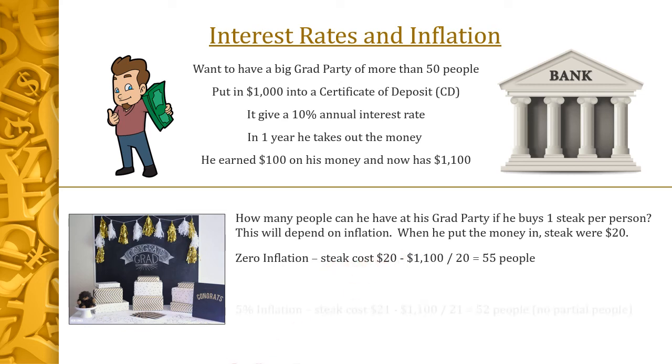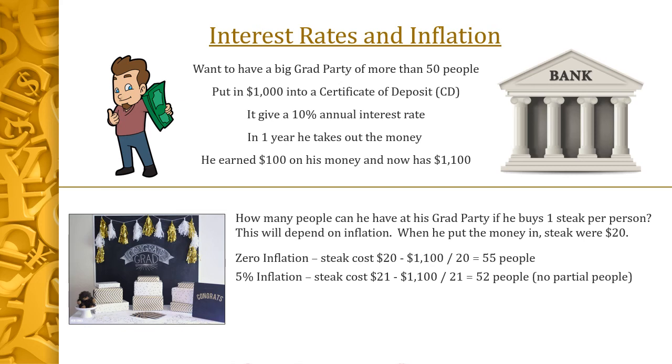But what if there had been, let's say, a 5% inflation rate? Well, steaks have gone up to $21 now. And so now you can only have 52 people. Now, the reason I say no partial people is that if you do the division really fast, you'll notice that it's 52 point something. Well, in reality, we can't invite a point something person. So 52 people, no rounding up in this case.